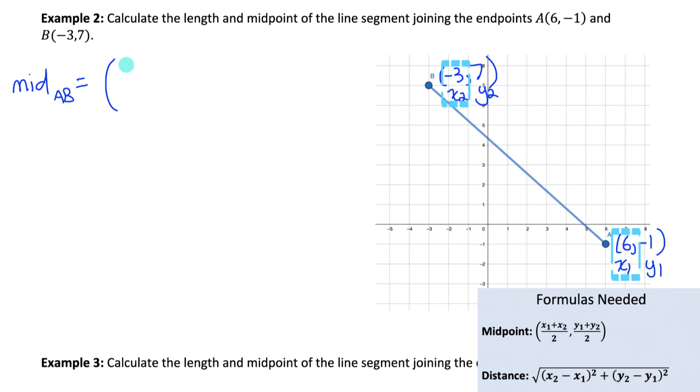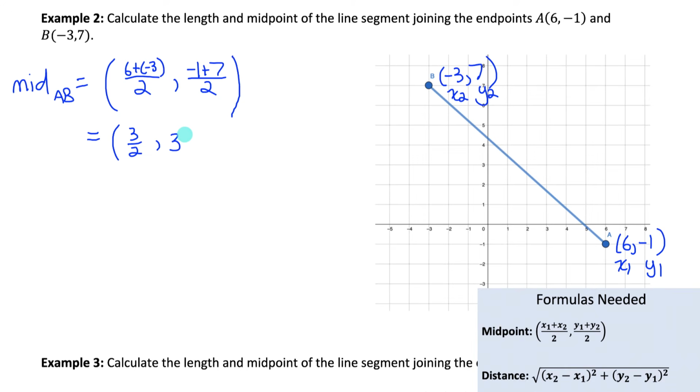So 6 plus -3 over 2. And then to get the y-coordinate in the midpoint, I need to average the y-coordinates of my endpoints. So y1 plus y2 is -1 plus 7. And then I need to divide that by 2 to find the average. If I simplify this, 6 plus -3 is 3, so I have 3 over 2, which I suppose I could write as 1.5, but I'll leave it as a fraction. And the y-coordinate of the midpoint is -1 plus 7, which is 6 over 2, which 6 divided by 2 is 3.